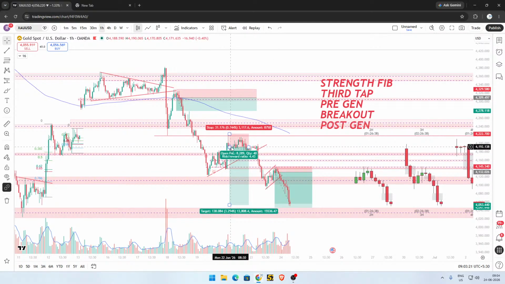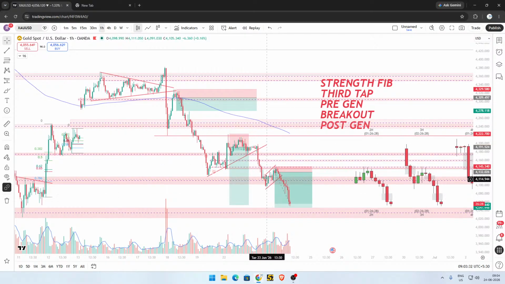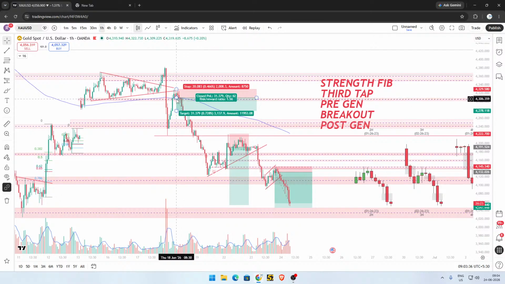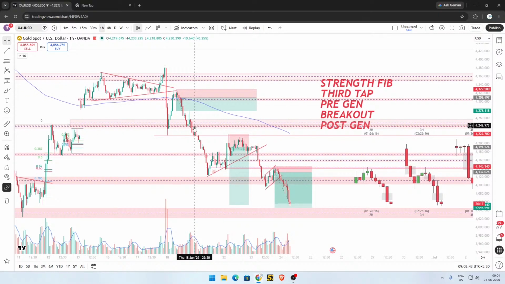Otherwise, if you try to hold trades till this area, the market will come and then it will reverse, remove you, then it will go. That is the main problem. Like you entered and then the market accumulated around the SL area, then it went.